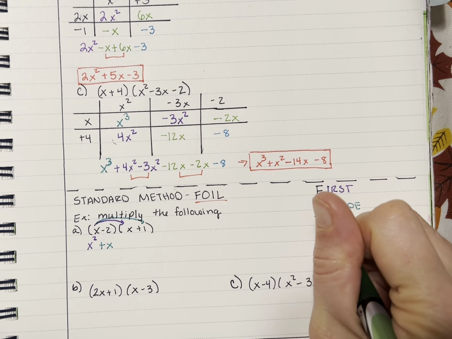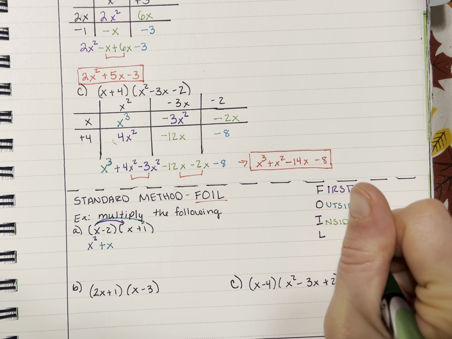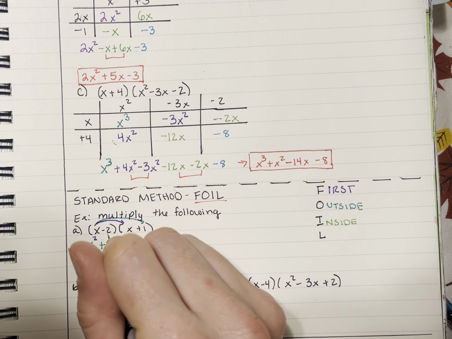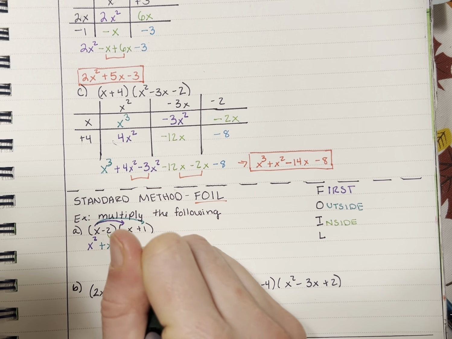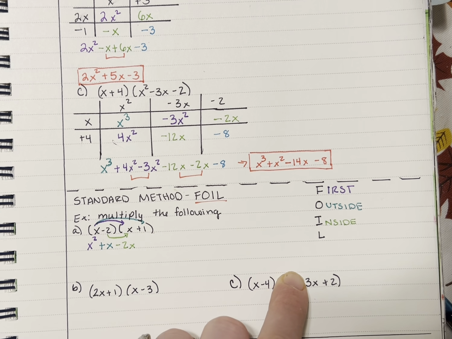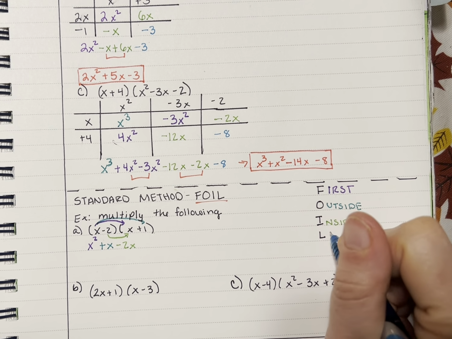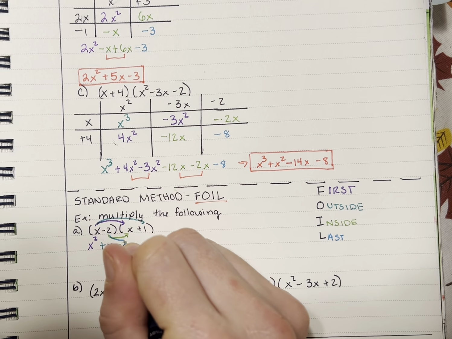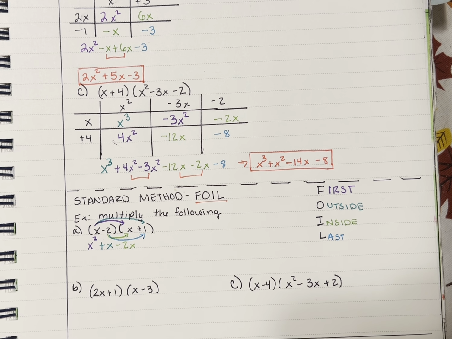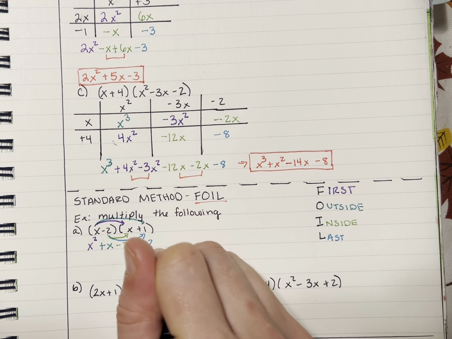I is for inside. That means I'm doing the negative 2 times the x. Negative 2 times x is negative 2x. And then L is for last. This means we're multiplying the last terms, which in this case is the negative 2 and the 1. They're the last terms of each expression. So negative 2 times 1 is negative 2.